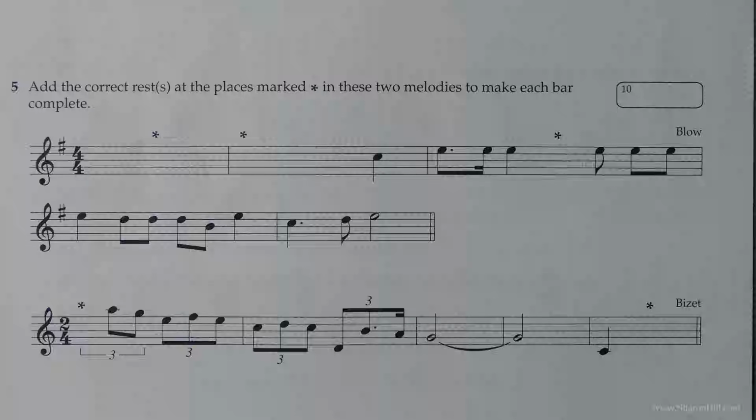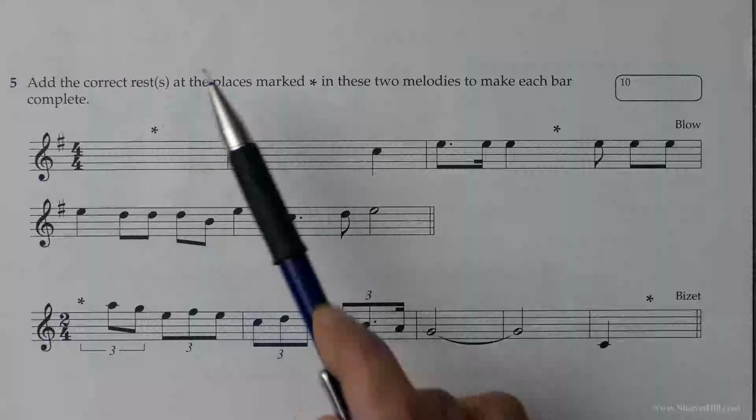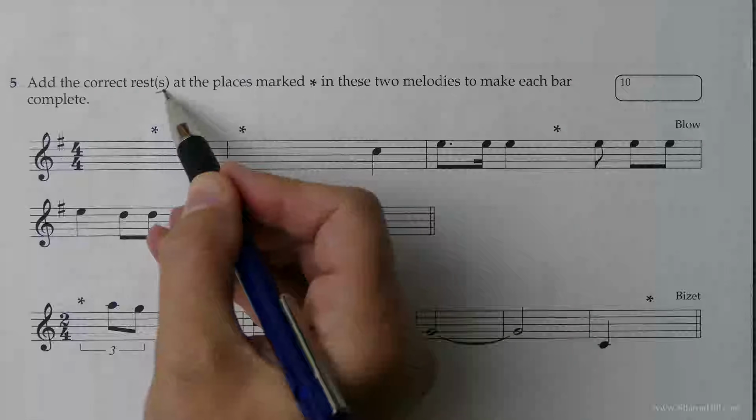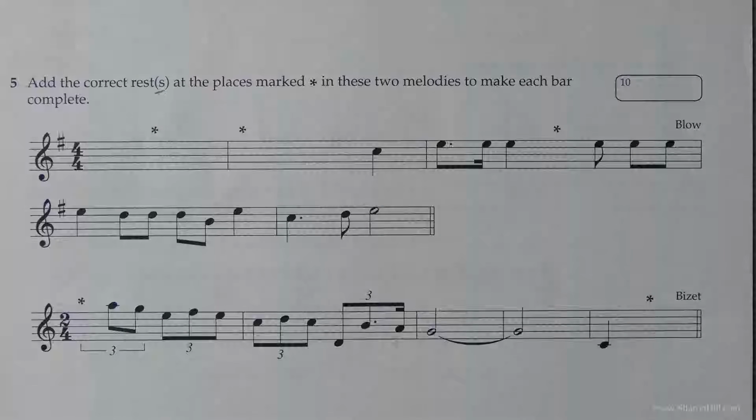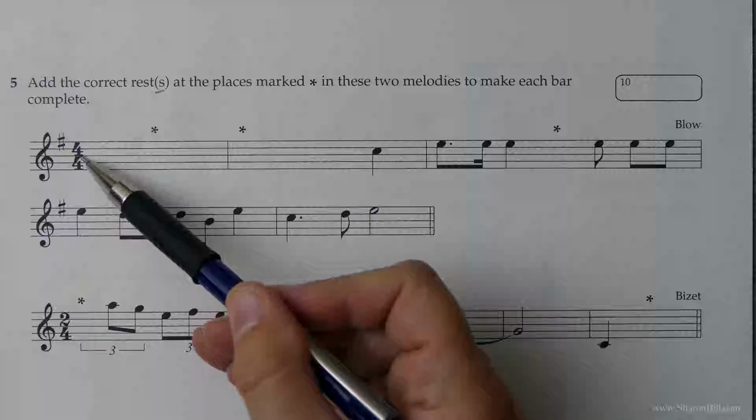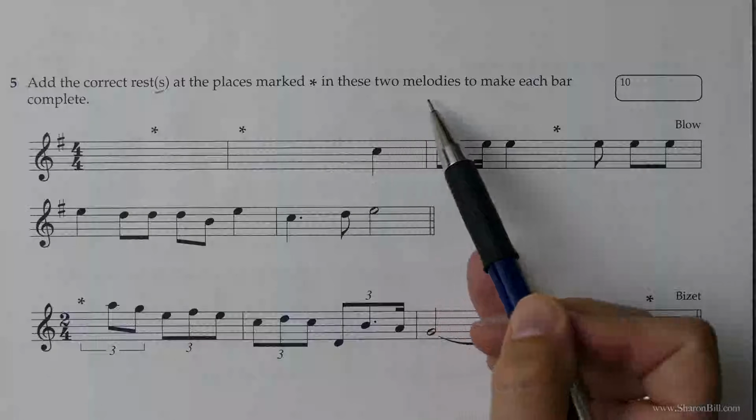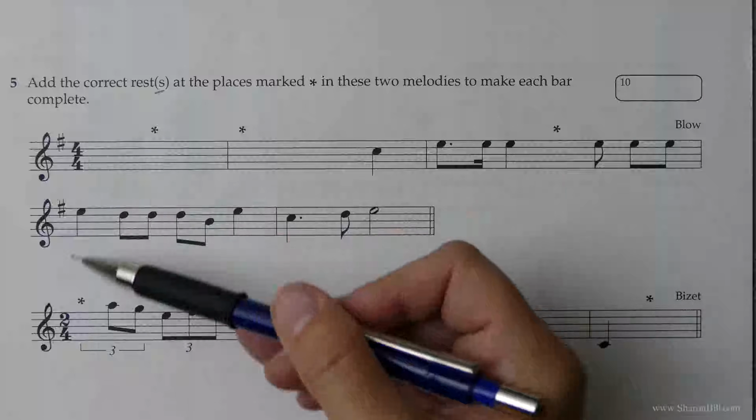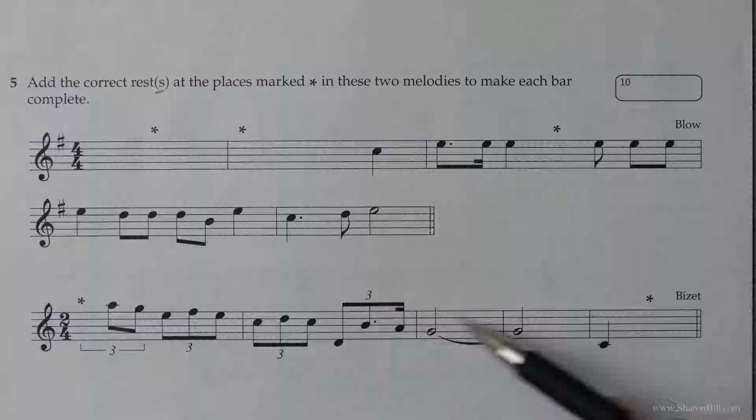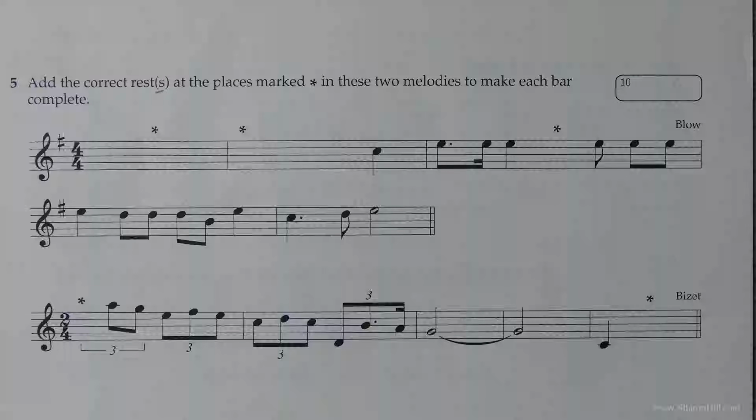And so now we're on to question 5, where we're asked to add the correct rest or rests. That's the important point at the places marked with a star. So you need to bear in mind what the time signature is, and it says there are 2 melodies, so we've got 2 separate time signatures, so don't get confused into thinking it's just a continuation. It does change time signature.